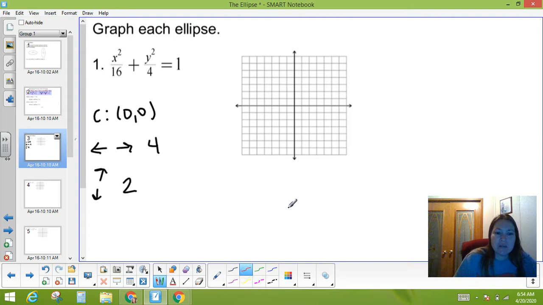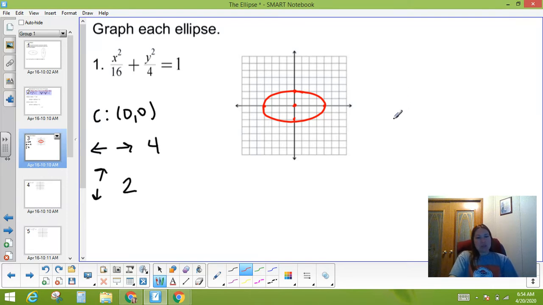All right, so to graph that, we're just going to put our center at 0, 0, go out 4 both ways and up and down 2. And then we're going to do the best we can to make this look like, I would say like a football, but make sure it's rounded on the ends because it doesn't really come to a point. So make sure that you round yourself through here and do the best you can to hit all of your points. And there we go. So that is our ellipse.